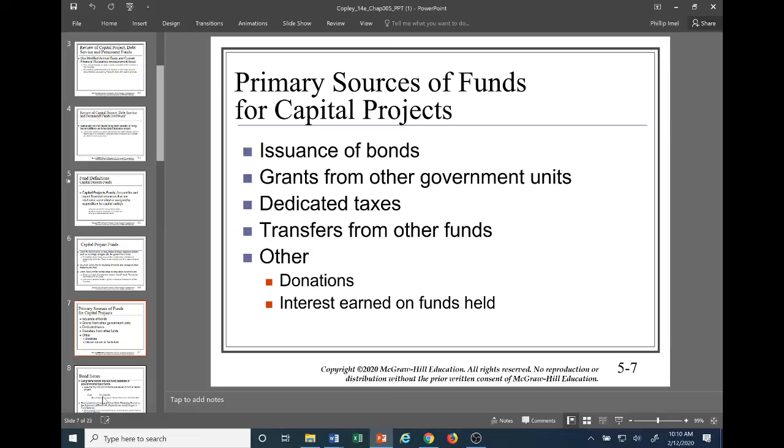Just different sources. I think we've all touched a little bit or talked a little bit briefly about each one of these different sources. So no need to really expand on that, right? We get where the money's coming from.